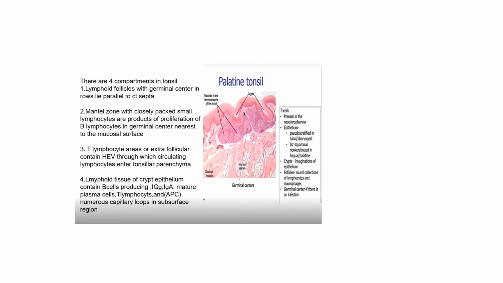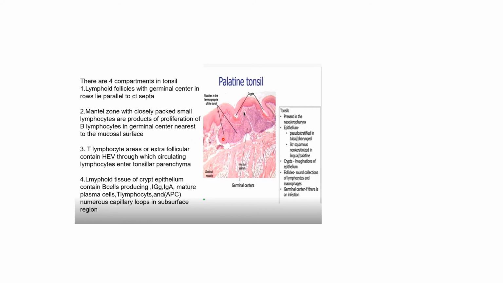There are four components in the tonsil. You can see the lymphoid follicles with germinal centers, which lie in rows parallel to the connective tissue septum, and the mantle zone with closely packed small lymphocytes. This is a mantle zone. This is the part of the follicle.